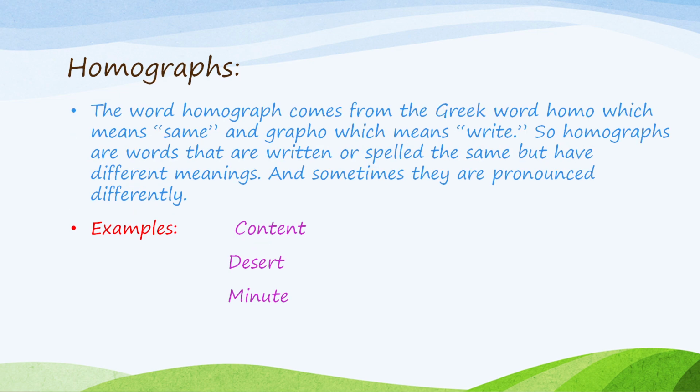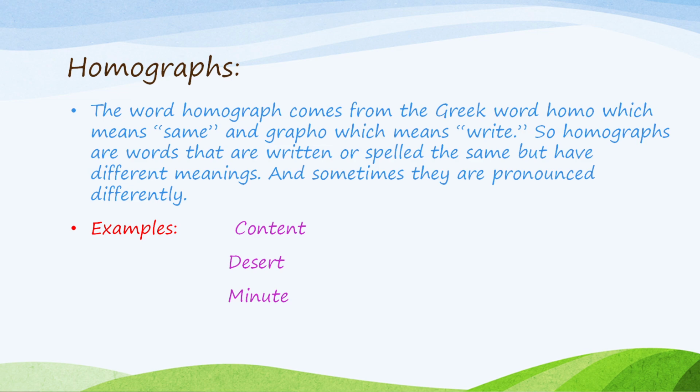Let's take homographs now. The word homograph comes from the Greek word homo, which means same, and grapho, which means write. So homographs are the words that are written or spelled the same. That means their spellings are same, but they have different meanings, and sometimes they are pronounced differently.